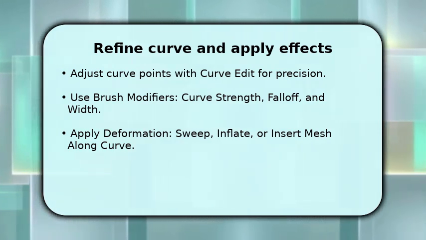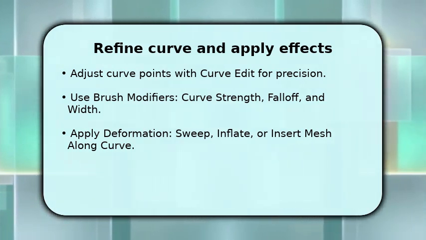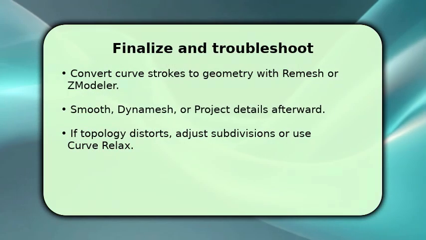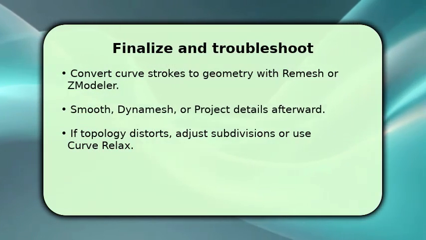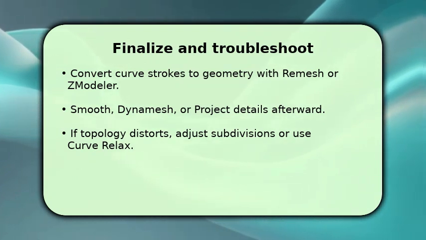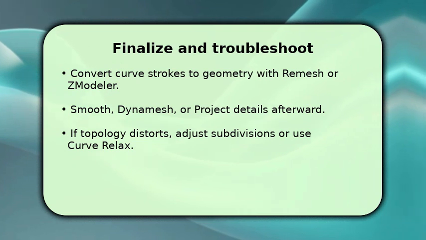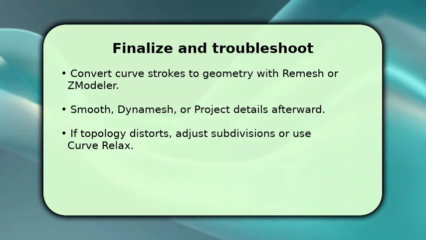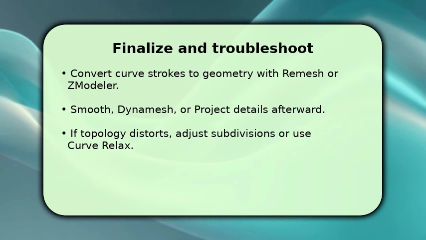Finally, convert your curve-guided strokes into stable geometry by remeshing or using Z-Modeler to create clean topology. This secures the form for further sculpting. Once done, smooth selectively. Use Dynamesh for merging or project details from the original to preserve high-frequency sculpting.